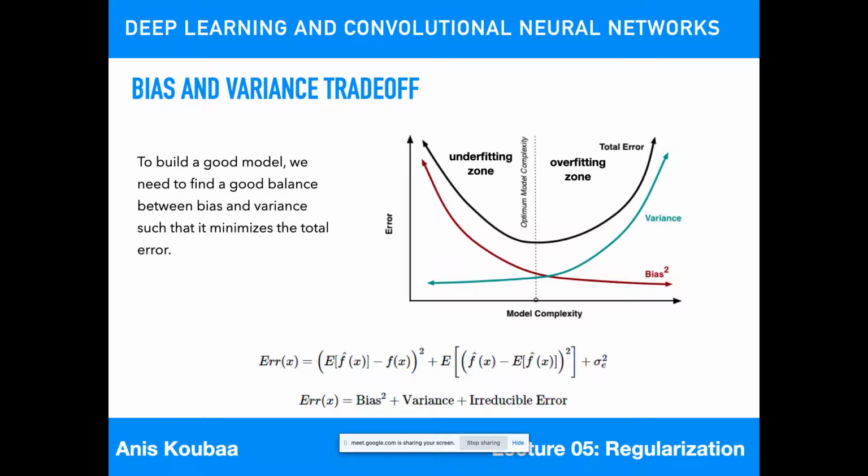Okay, so this plot shows the bias and variance trade-off. To build a good model, we need to find a good balance between the bias and variance, such that it minimizes the total error. So what is the error here? The total error of a model. Imagine that you train a model.